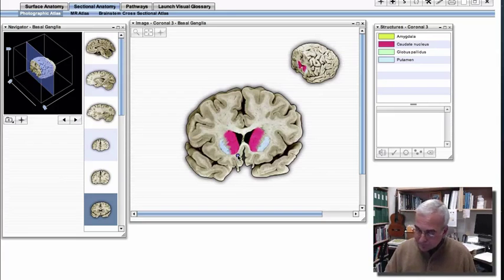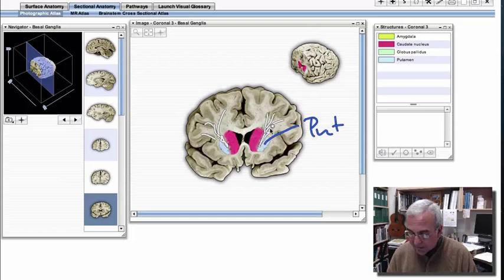Now, on the lateral side of the internal capsule, we have the putamen. And again, notice it's lateral to the internal capsule, which is just starting to make its appearance here. And again, we call this the anterior limb of the internal capsule as these axons are streaming from mainly the cortex that is in the front part of the frontal lobe.